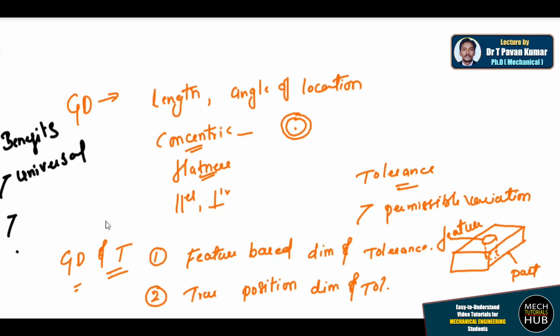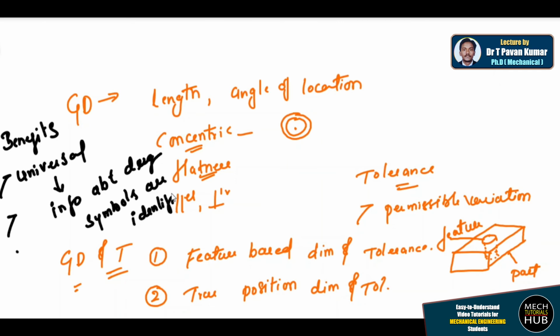Information about drawing symbols is identified by everyone, nothing but universal. Information about the drawing or symbols is identified by everyone. Okay, simply just for your understanding.